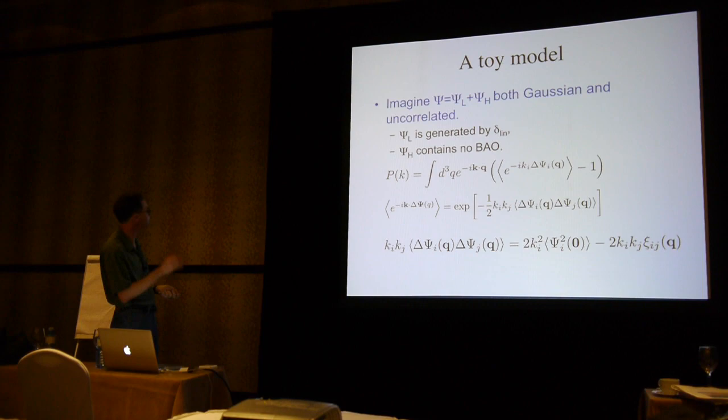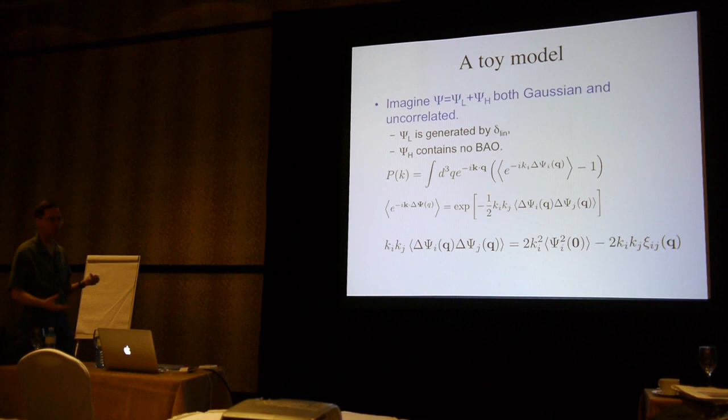In order to illustrate this, you can run through the whole calculation and just write it out. But to illustrate what's going on, I just want to do a toy model which isolates the main pieces. This is often referred to as the peak background split. Let me imagine that my psi has two contributions, one from low frequency modes and one from high frequency modes. I'm going to assume that they're both Gaussian to make my life easy. In real life, of course, they won't be. And that they're completely uncorrelated.